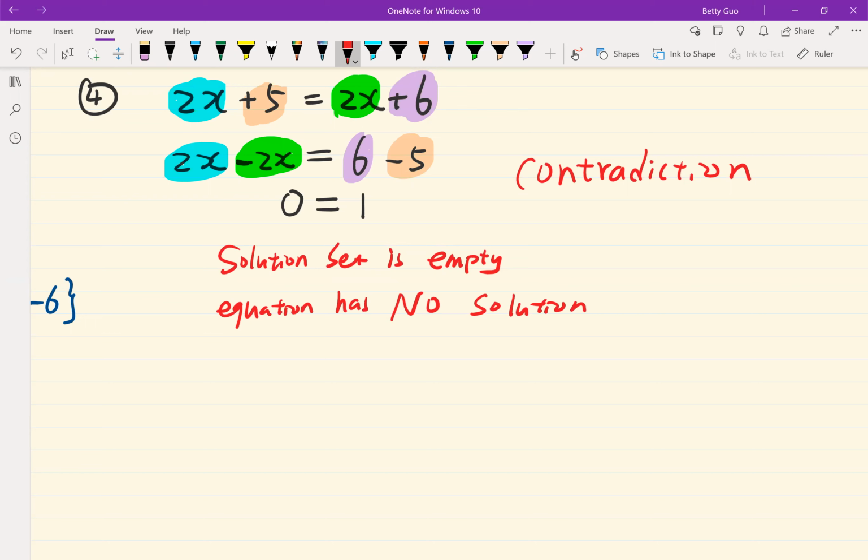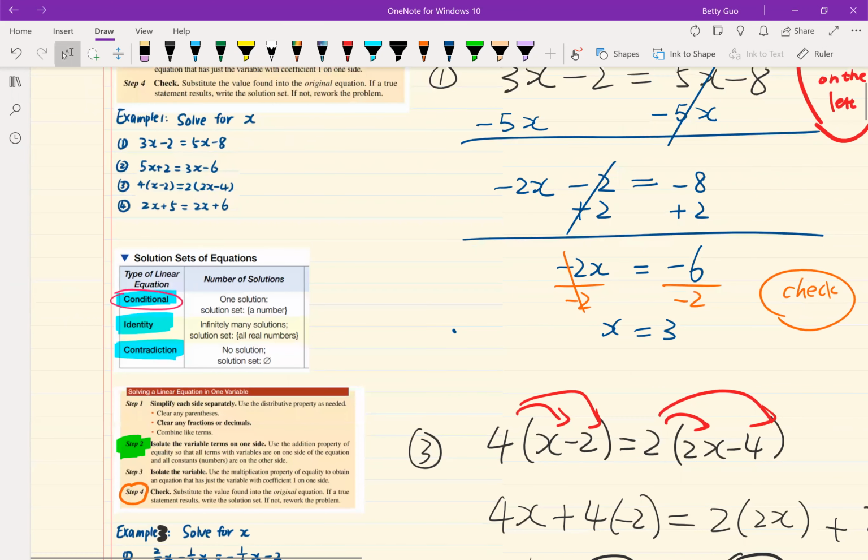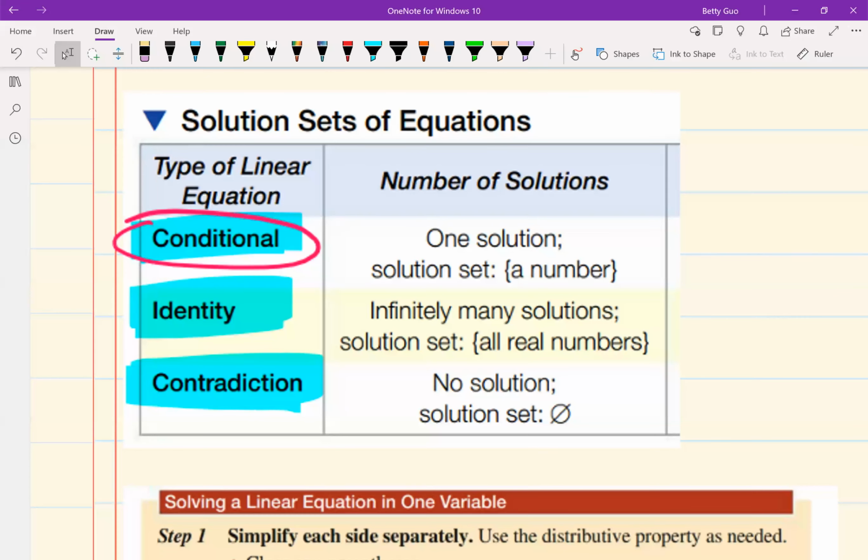Also, you see 3 different types of equations, linear equation in one variable. Let's look at this table. We have 3 types of linear equation in one variable: conditional, identity, contradiction. Let me show you what kind of equation is conditional, what kind of equation is identity, and what kind of equation is a contradiction. Three categories.